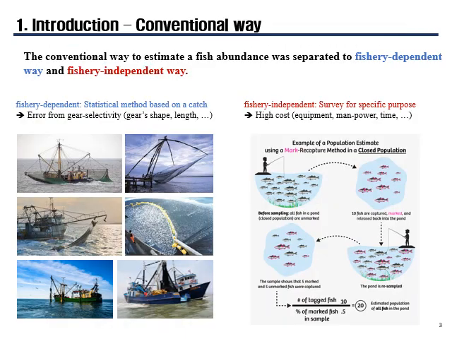The common ways to estimate fish abundance are specifically divided into a visually dependent way and a visually independent way. The visually dependent way means the statistical method based on catch. It has some error from gear selectivity, because each gear has its own shape, length, and other characteristics. The visually independent way is a survey for a specific purpose, so it has relatively low error. However, it requires high costs such as expensive equipment, manpower, time, and others.